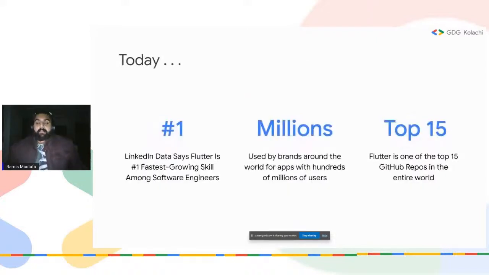The stats of today say LinkedIn says Flutter is the number one fastest growing skill among software engineers, and that's definitely a fact. I mean, look at you guys. You're here for a Flutter session, and I'm already excited. Even though we're not even getting started to the fun part, LinkedIn already says that it's the number one skill in demand, so you're in for a good thing.